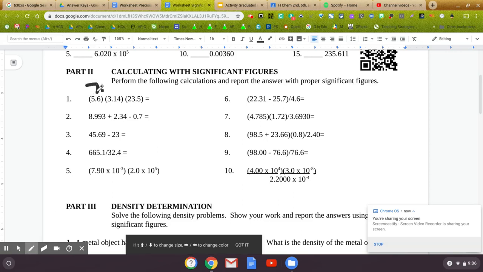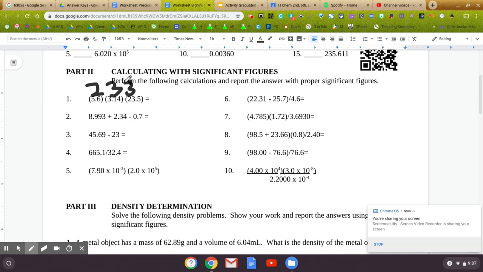So this first one has 2 sig figs, the next one has 3, and then the last one has 3, which means that we can have 3 significant figures in our final answer. If you plug this in your calculator, the number that you get is 413.22. So there's a few digits right there.